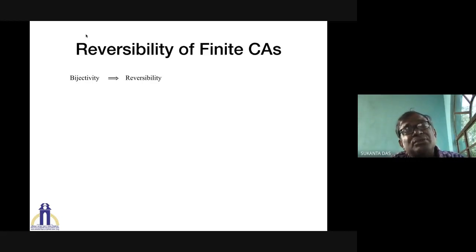We have seen that bijectivity implies reversibility. Reversibility generally means time reversal, that from one configuration you can move in the backward direction.